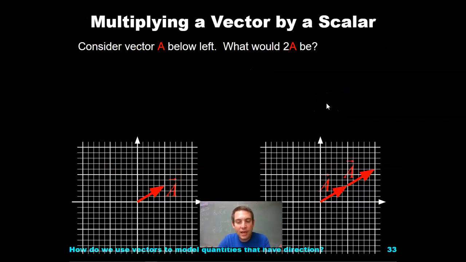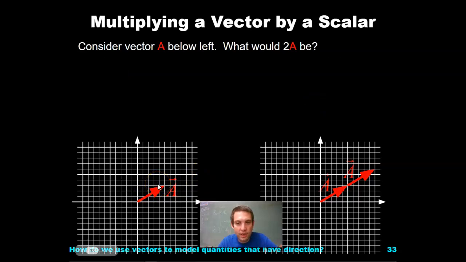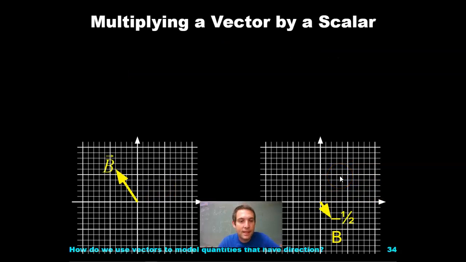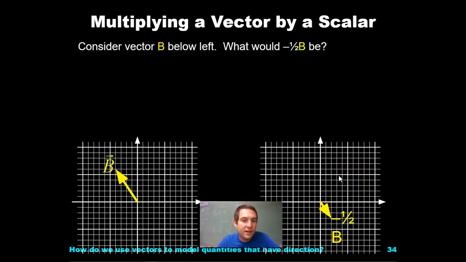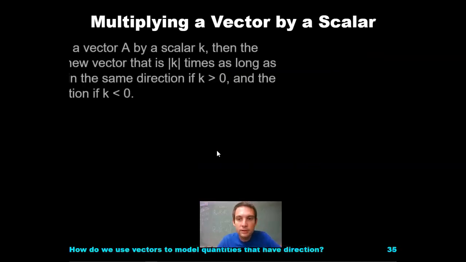If we multiply a vector by a scalar, let's say we have A. What would 2A be? It would be double the length, same direction, right? If we have vector B below, what would negative 1/2 of B be? We would cut it in half, and then we would flip it. Negative half of B would be a vector that is in the opposite direction as B and half as long.